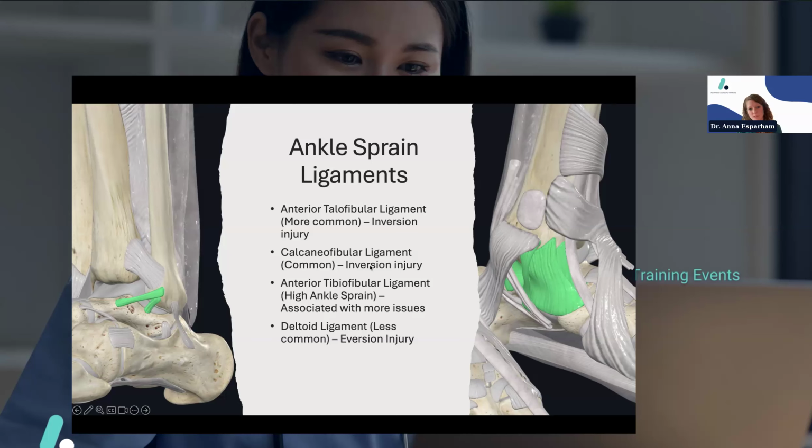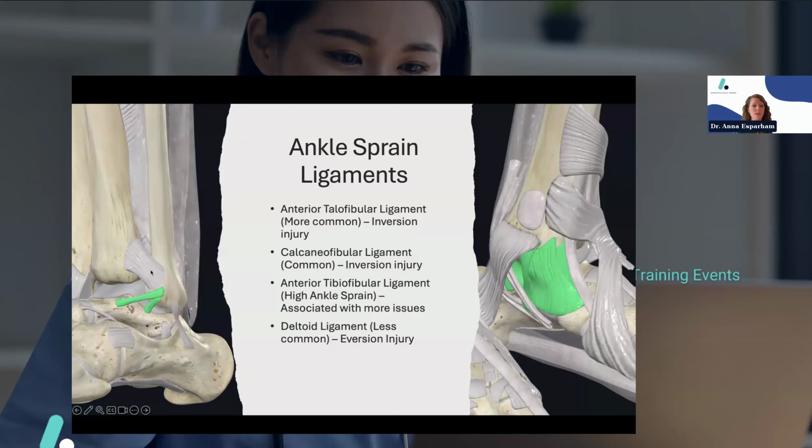The calcaneofibular ligament is also injured in an inversion injury. Ligaments are named after what bones they connect, and ligaments connect bone to bone. This is the calcaneus underneath, and here's the fibula, so it's the calcaneofibular ligament, and that's how they name them. The anterior tibiofibular ligament sprain is a high ankle sprain. That is a bigger injury. That's an external rotation injury, associated with a lot more issues. That's usually when they need to potentially talk to orthopedics or sports medicine.